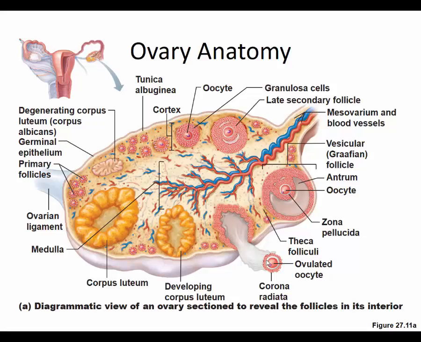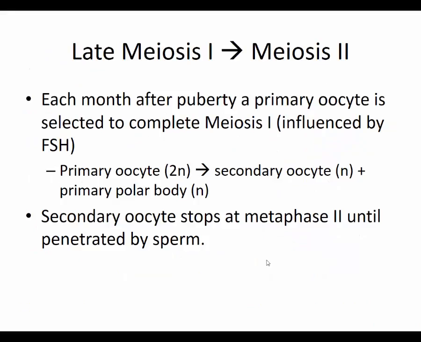So the process of going from primary oocyte to secondary oocyte then is each month after puberty. During the menstrual and ovulatory cycle is when this development from primary oocyte, meiosis, so which stage of meiosis are we in? 2N to N?